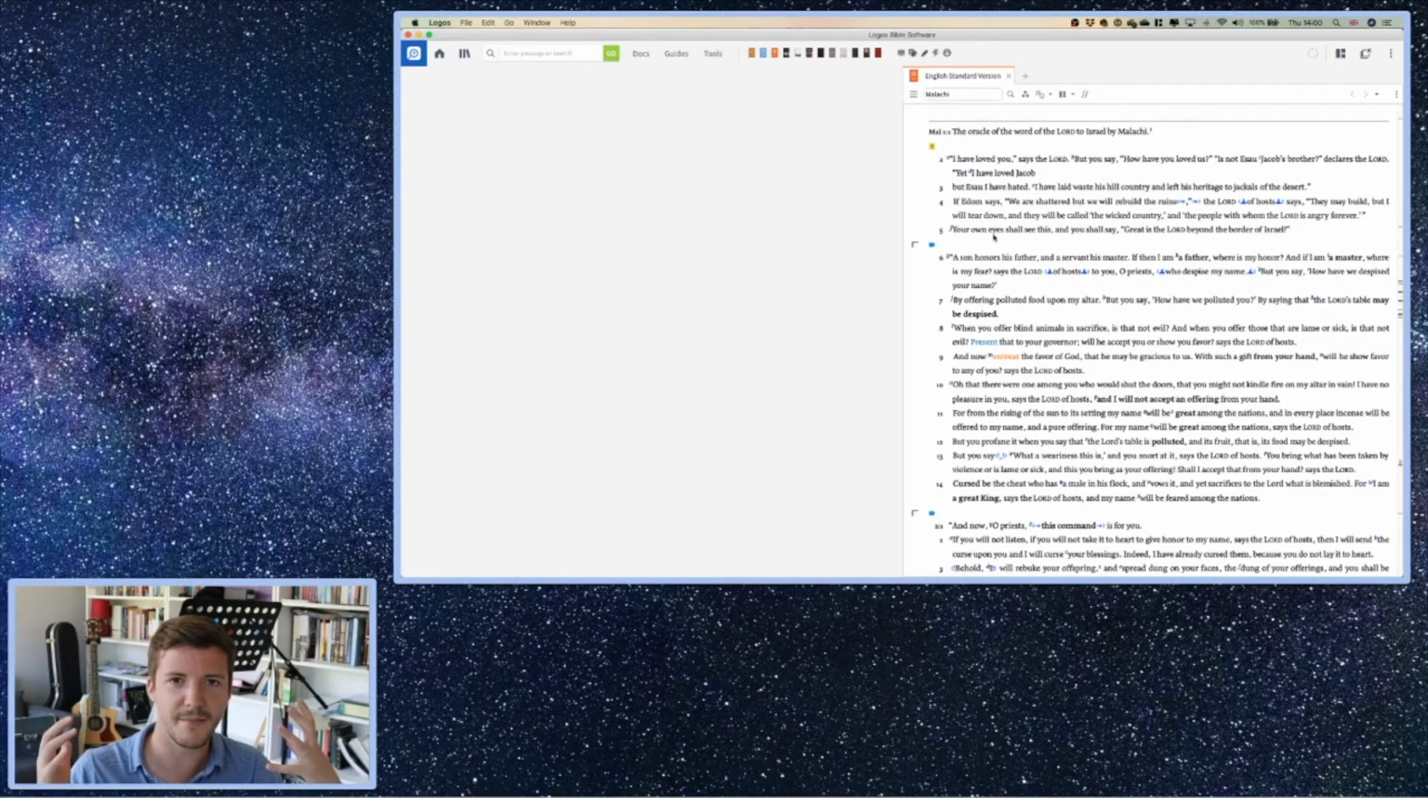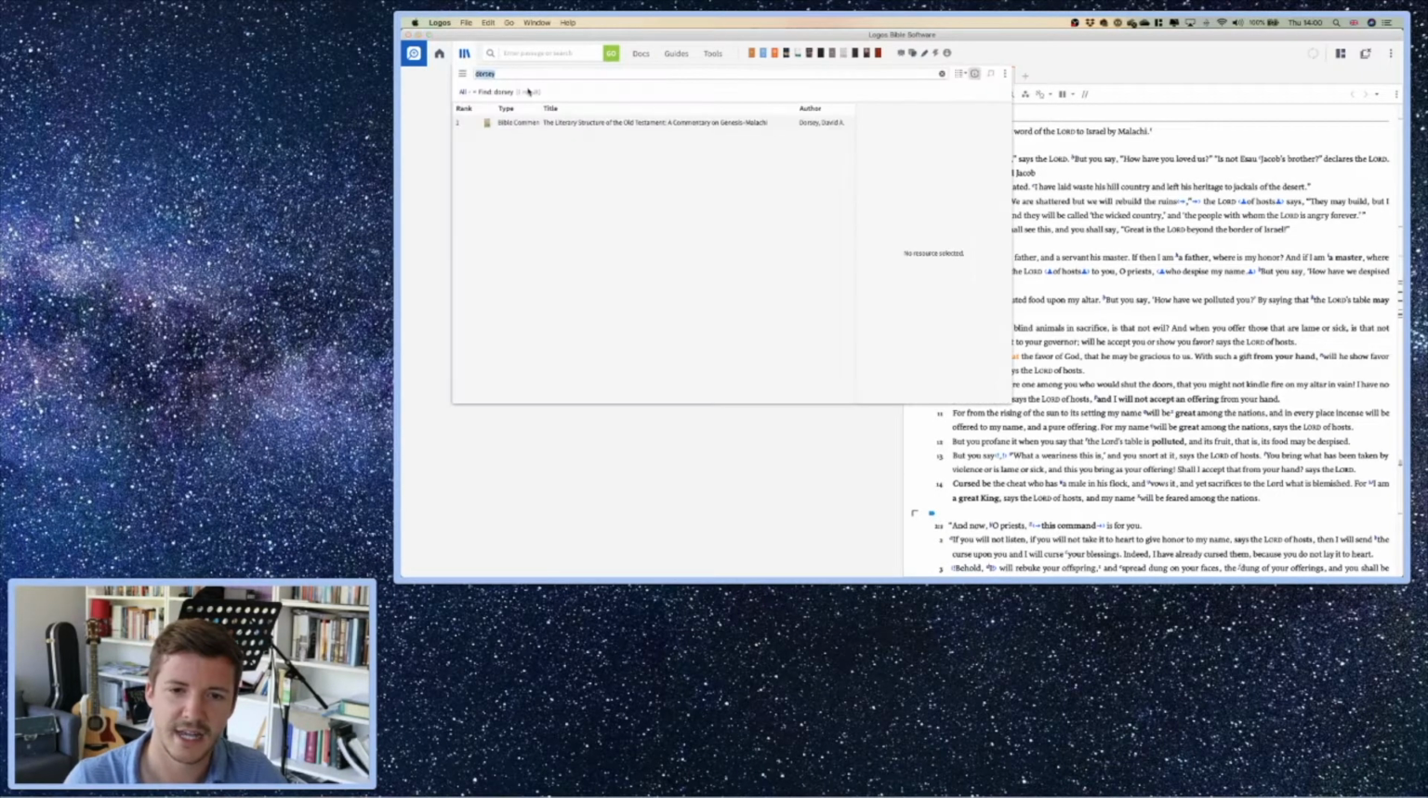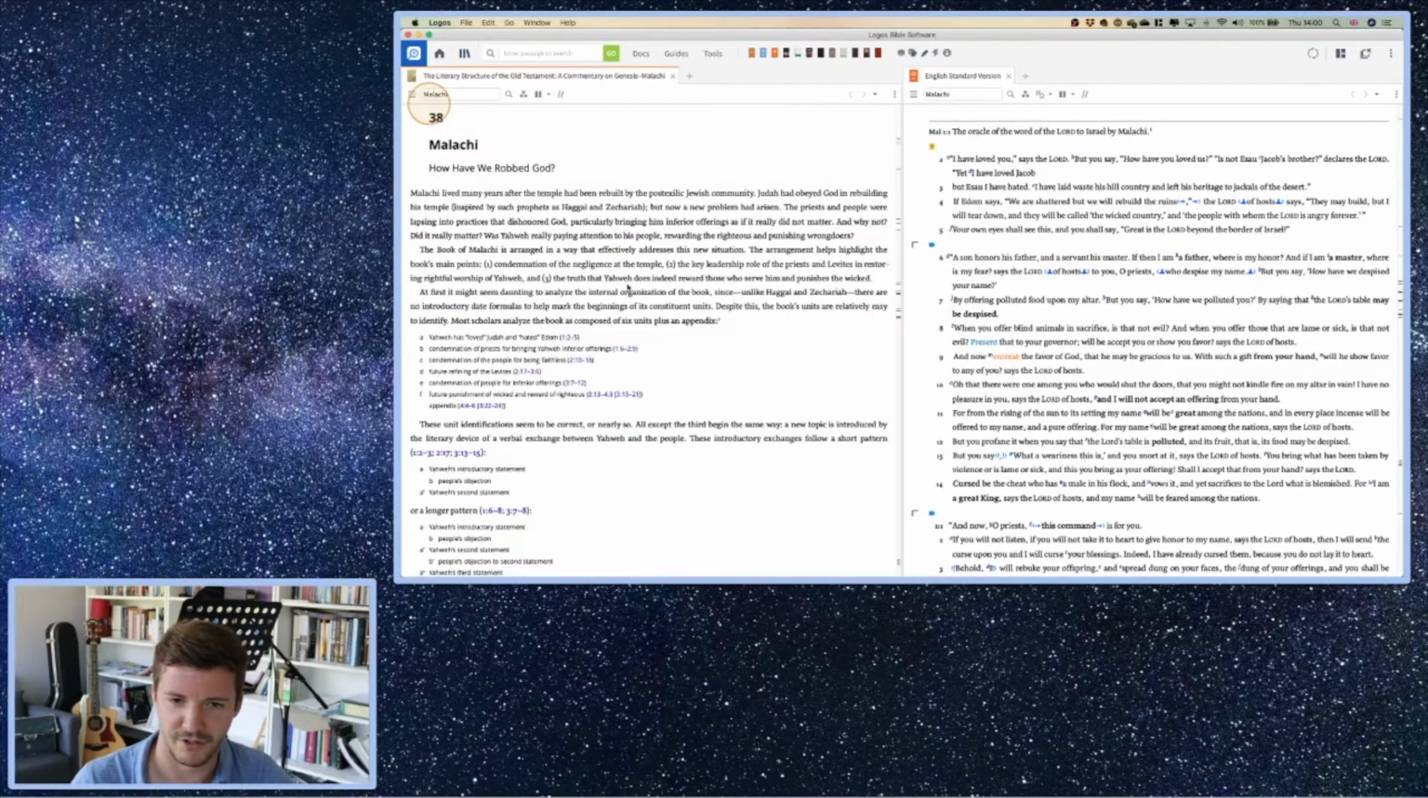And the idea being that we can just summarize the whole of the book down into here's what happens here, here's what happens here. It's good to do that on your own, but it's also good to ask other people to help you. And the thing with Logos is that we can ask other people to help us, particularly in the form of books. Now, two books I want to show you today. The first one is David Dorsey. Now, David Dorsey wrote a book a while back called The Literary Structure of the Old Testament, a commentary on Genesis to Malachi. Let me open that one up for us.